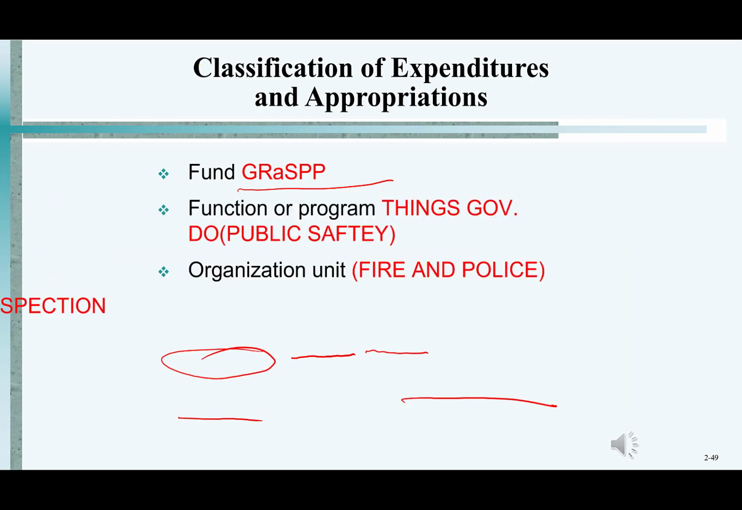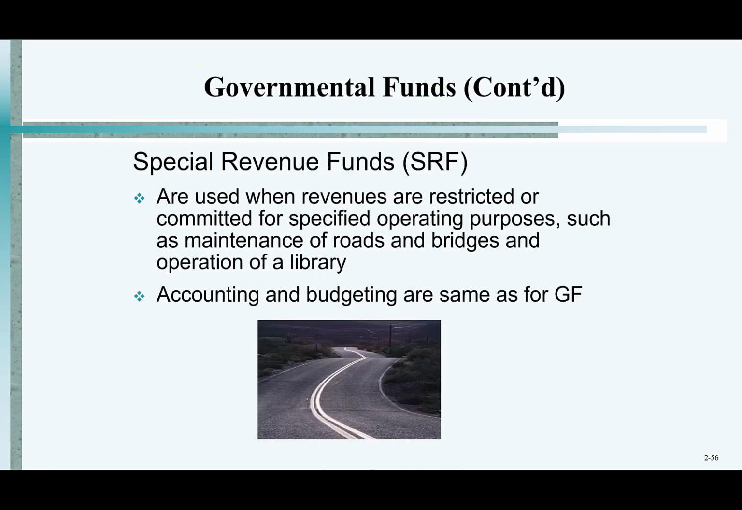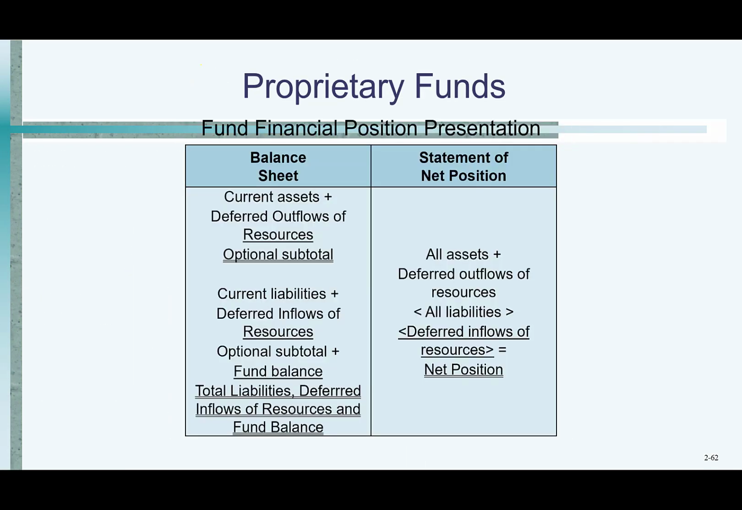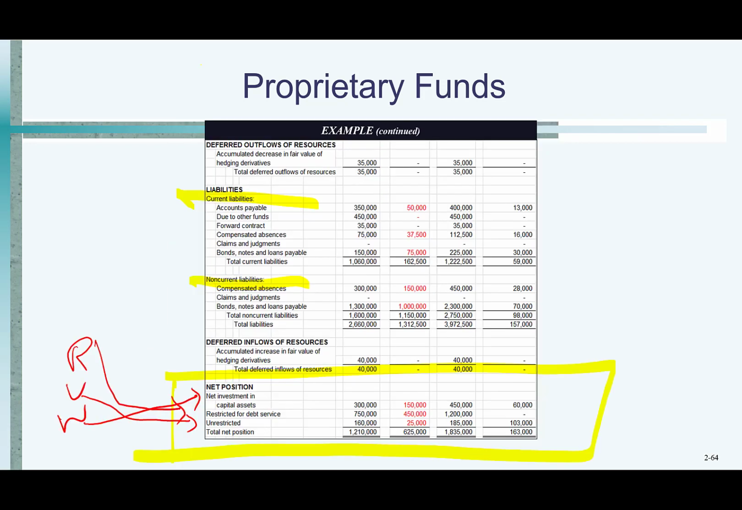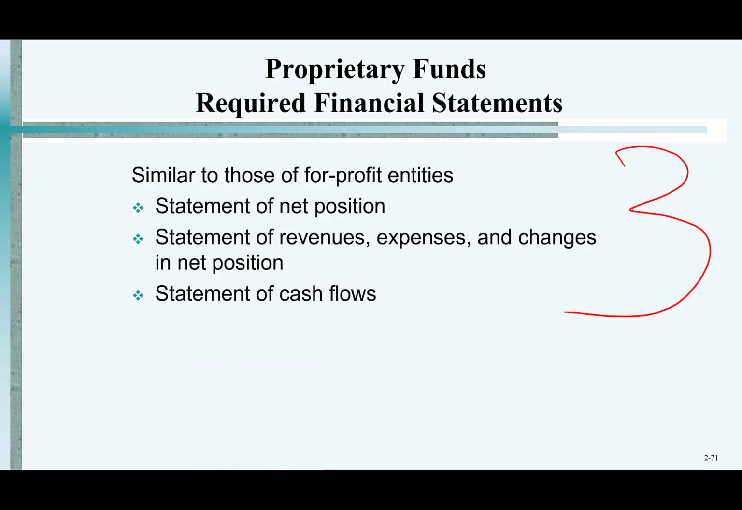So when you look at these statements for the proprietary funds, you should have an empty feeling at the bottom. But where's the total of the net position and the liabilities? Where is it? They don't do it. Okay, that's the case at the government-wide level. That's the case for the proprietary funds. That's the case for the fiduciary funds.